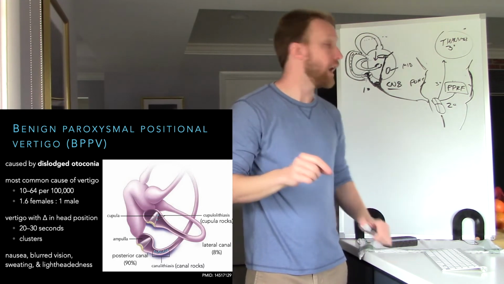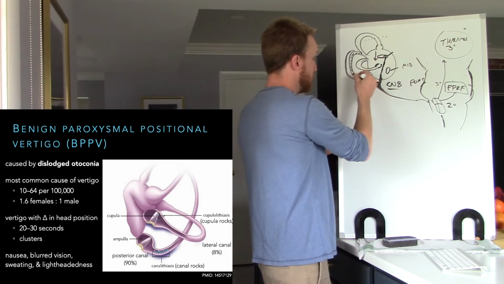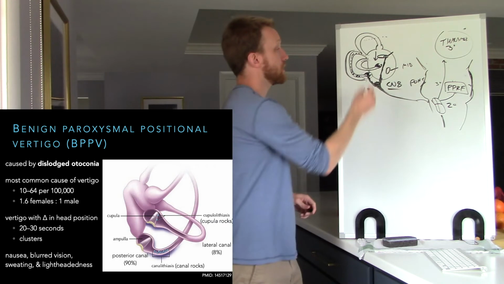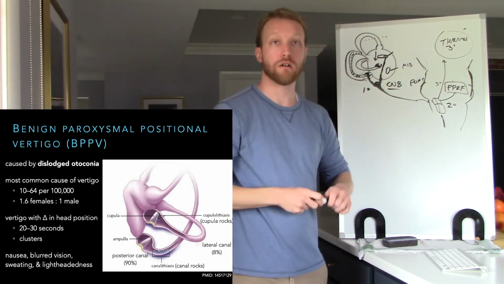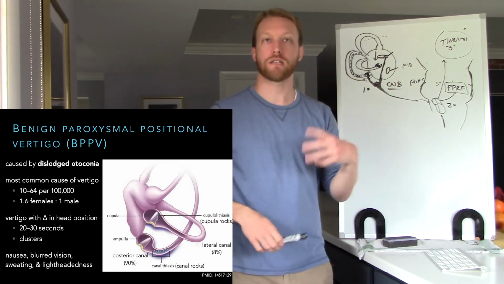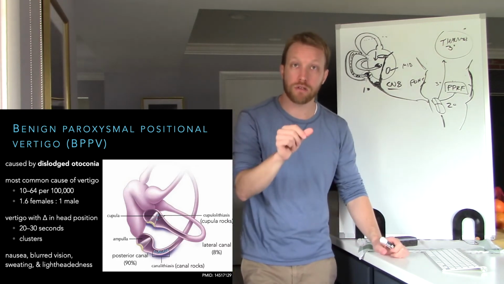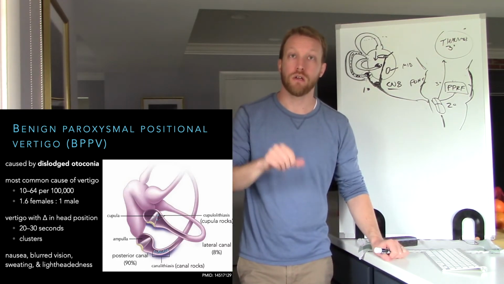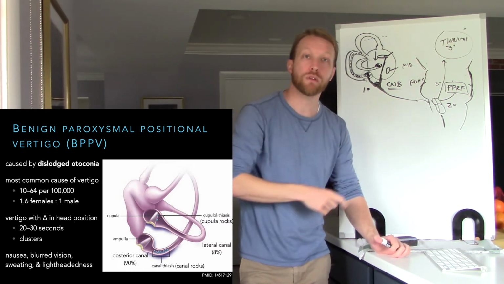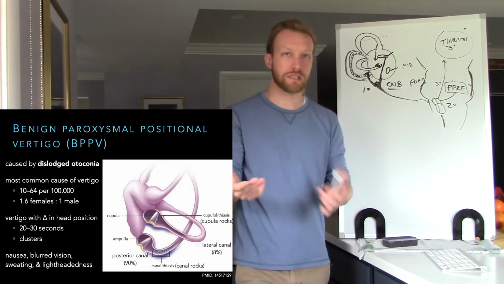The sand can either hang out in the canal, so it can just float around in here, or it can stick to the cupula, because the cupula is also going to bind that sand just like our macula did. So it's a gelatinous kind of sticky structure. If the little rocks stick to the cupula, we call it cupulolithiasis. That just means cupula rocks. If it stays in the canal, we call it canal lithiasis or canal rocks. So it's exactly what it sounds like.